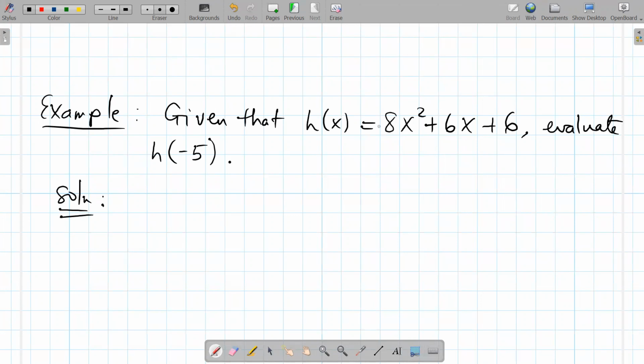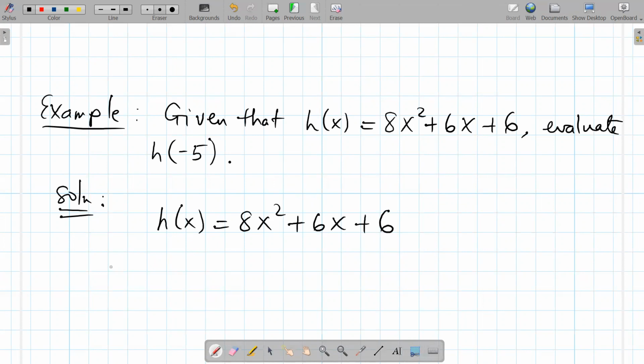Again, look at the way this function is defined. It is notated as h. It could be given in any form. It could be given as f of x, g of x, h of x. It could be given anyhow. You just have to use exactly what is given to you to evaluate. So I know that the function h of x is defined as 8x squared plus 6x plus 6.